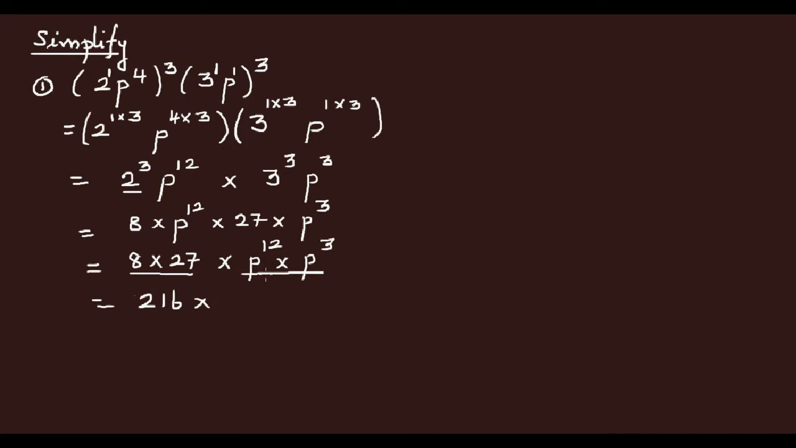When you have two power forms multiplied, you add the indices. So this is p to the power 12 plus 3. I'm doing more steps so that those of you struggling to get an achieved at level 2 NCEA understand. So this is 216 p to the power 15. And that's all. This is your final answer.